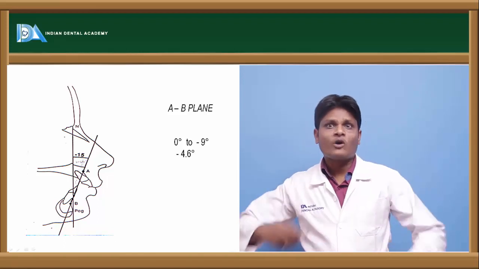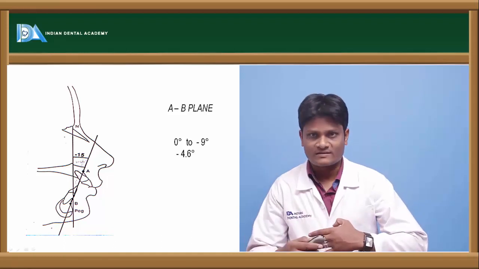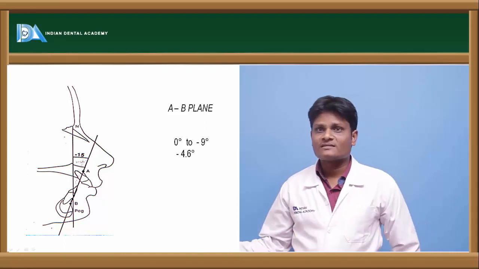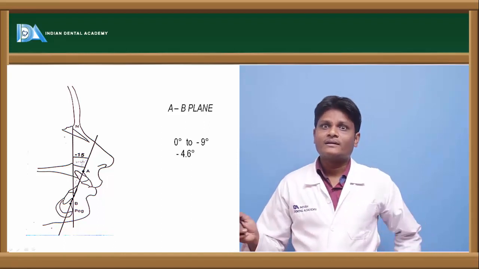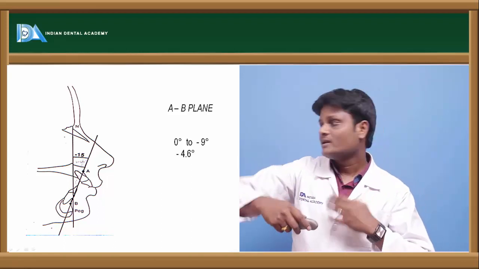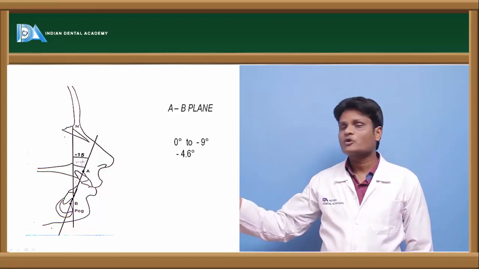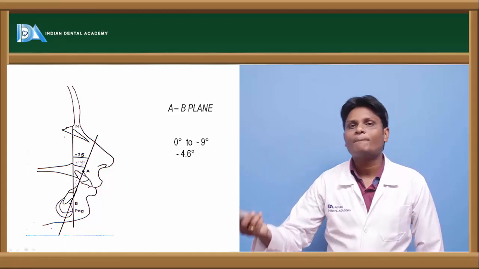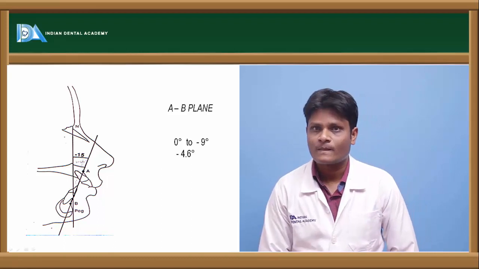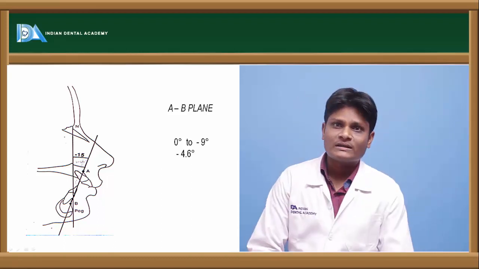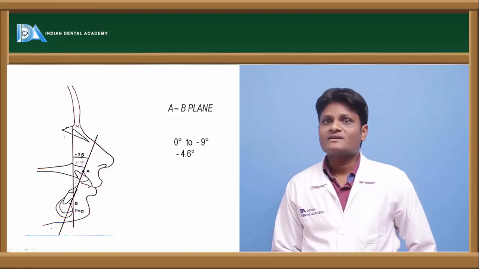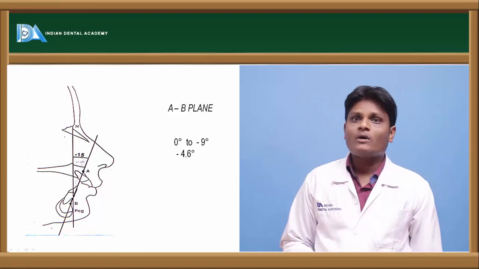If the angle is more negative, that indicates the face is more convex. If the angle is more positive, or say below 4.6 degrees, like minus 4, minus 3, then the face can be taken as more towards orthognathic profile or more towards concavity, depending upon the lower limit. The range is 0 to minus 9 degrees. So any value beyond minus 9 degrees indicates that the face is more convex. Any value above 0 degrees, like 0, plus 1, plus 2, indicates the face is more of orthognathic type or more of concave type.